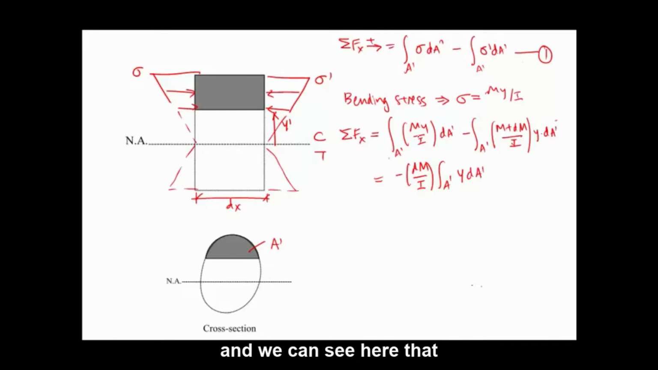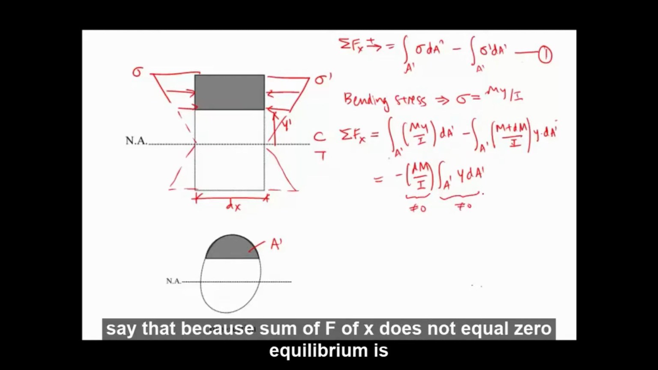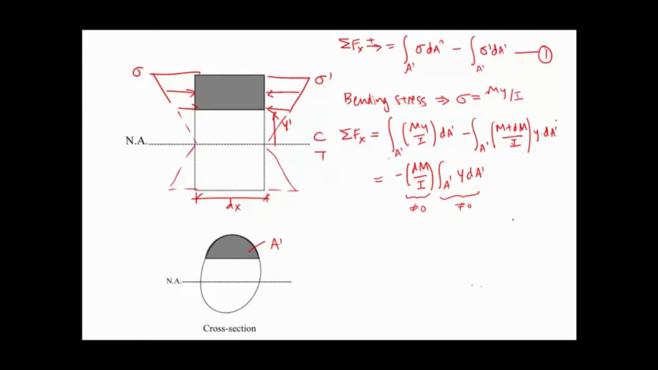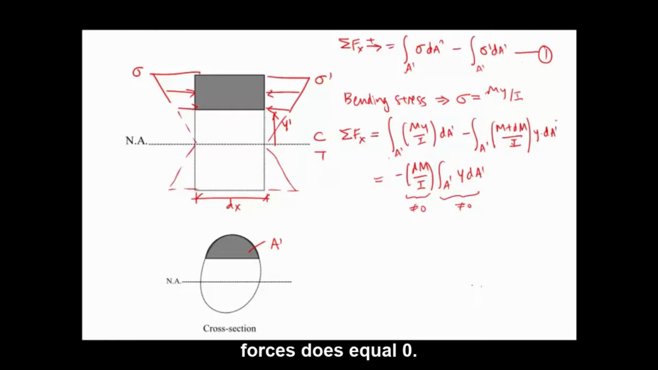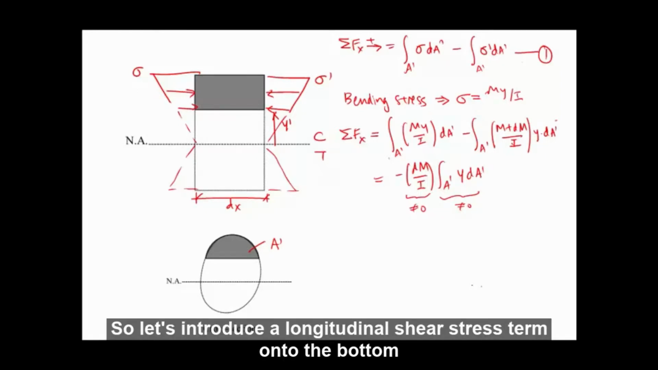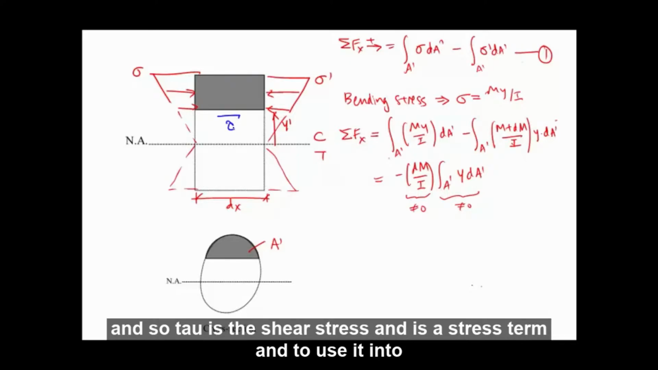And we can see here that this does not equal 0, and this integral does not equal 0. So we can say that because the sum of Fx does not equal 0, equilibrium is not satisfied. So clearly, to maintain equilibrium, we need to add an extra term into this expression so that the sum of forces does equal 0. So let's introduce a longitudinal shear stress term onto the bottom face of this portion. I'm going to draw that here and call it tau. And so tau is the shear stress.